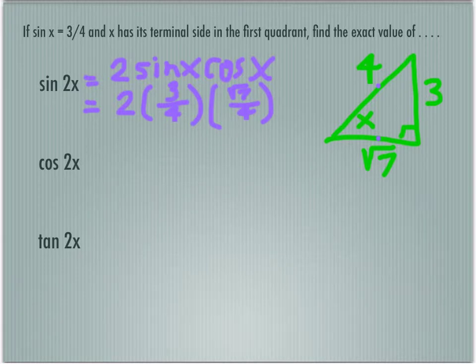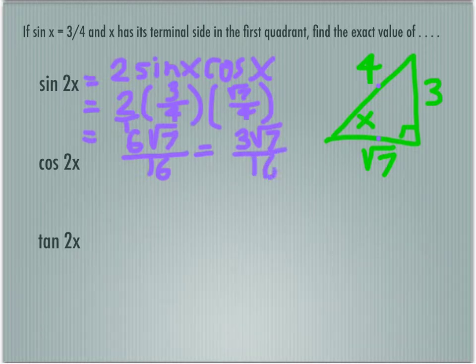If we multiply all this out, keep in mind that 2 you can write as 2 over 1. So we're going to have 6 times the square root of 7, all over 4 times 4 is 16. I can reduce that a little bit, so I get 3 times the square root of 7 over 16. Weird number, but that's the value of the sine of 2x. Alright, let's look at the next one.